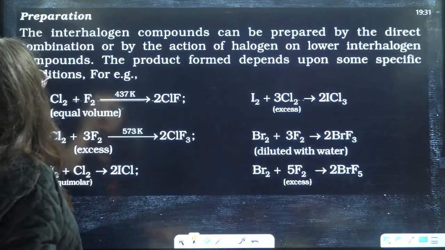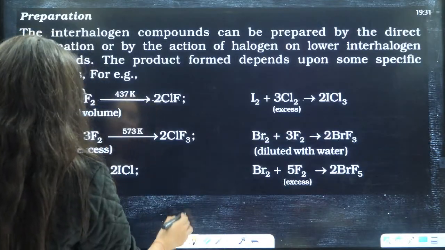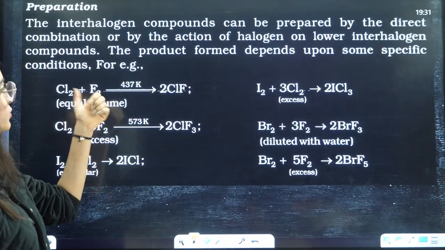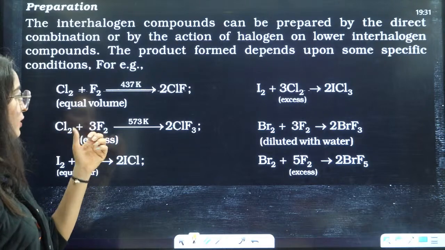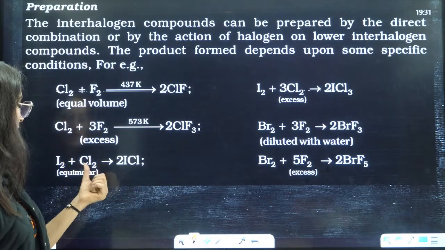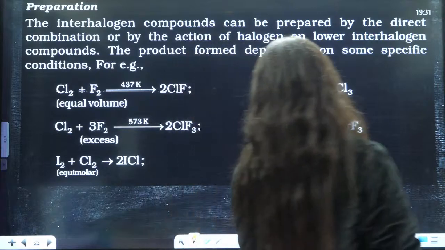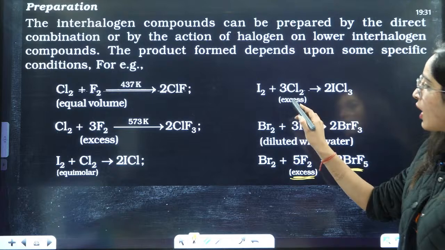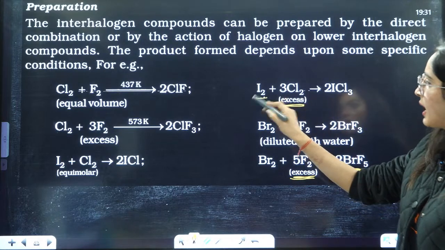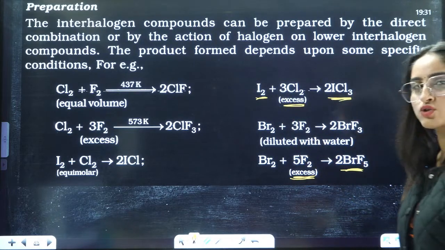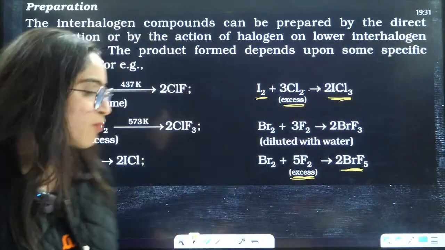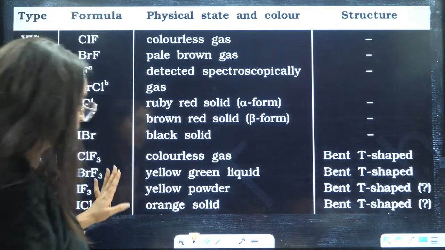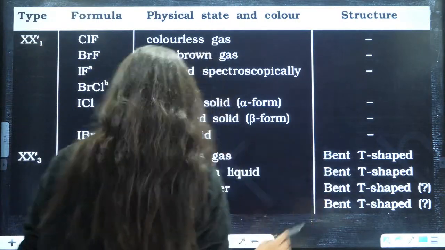Okay. Now preparation is not required, right? So just go through that. If you take Cl2 and F2, you will have ClF, and you will have ClF3 also, like you will have equimolar and different ones. If you have F2 in excess with Br, you will have BrF5, right? If you have Cl in excess with I, you will have ICl3, right? So all these things, preparation is not important, but structures are very important, right? Okay, these structures are very, very important.